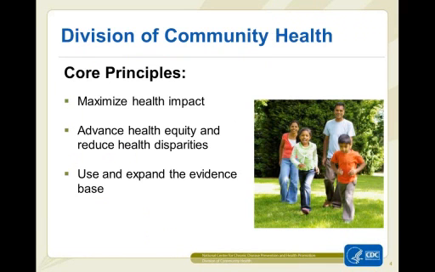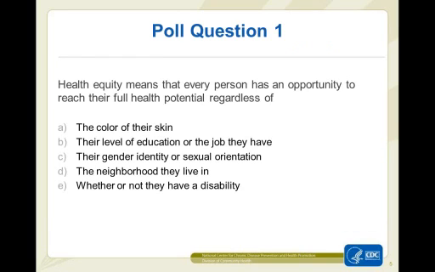Here in the Division of Community Health, our core principles are to maximize health impact by funding, training, and providing technical assistance to help communities build local capacity, by advancing health equity and reducing health disparities by supporting initiatives that are improving opportunities for health in communities experiencing the greatest chronic disease burden, and use and expand the evidence base by compiling what DCH is learning as well as what is being learned by our awardees and partners and sharing it with community.